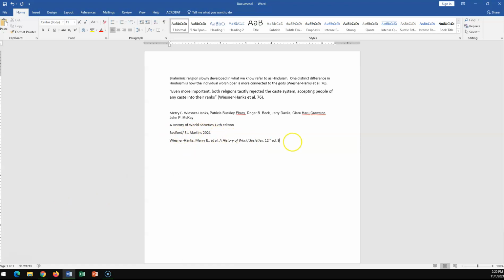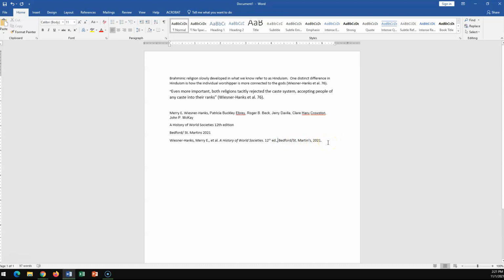All right, so it's published by Bedford St. Martin's. And you can just do St. Martin's if you want to. And it was published, put a comma after that, in the year 2021. Now I need to go back and make sure that I didn't leave out any commas or periods anywhere. And I did. I missed a comma right here after the 12th edition. It should be comma, Bedford St. Martin's, comma, 2021, period. That ends it.